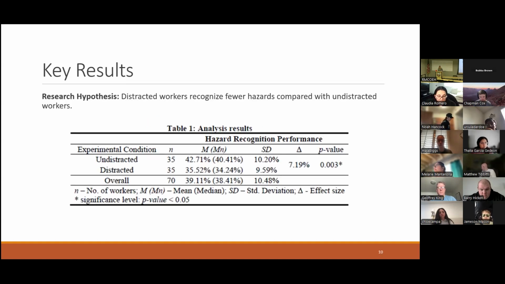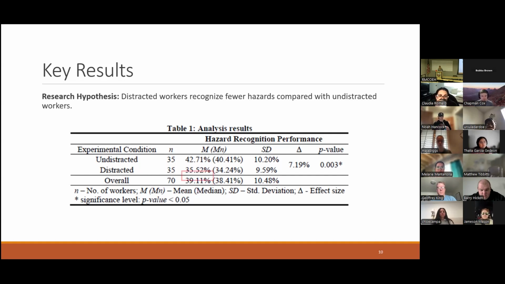So then to reiterate, the research hypothesis is that distracted workers recognize fewer hazards than undistracted workers. And with all the collected demographic information, which was age and years of construction experience, they found that the two groups were not significantly different and were approximately normal. So they did a t-test.